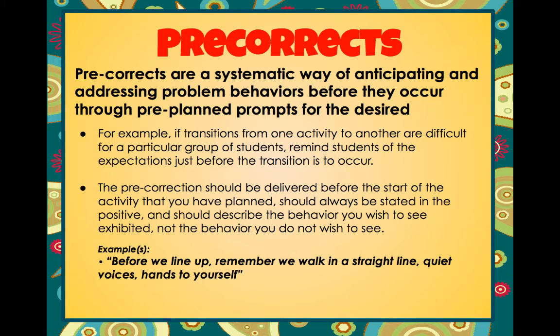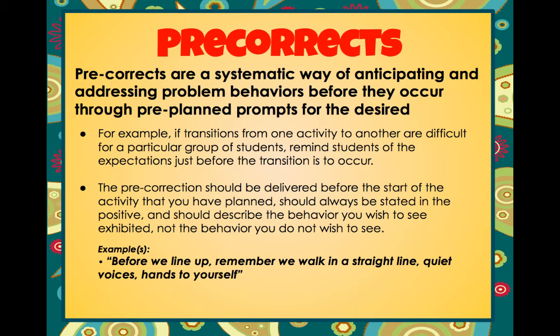A pre-correct is another way of being proactive in teaching our expectations. They're a systematic way of anticipating and addressing problem behaviors before they occur through pre-planned prompts for the desired behavior. For example, let's say transitions from one activity to another are difficult for a particular group of students. We're going to remind them of the expectations just before the transition is to occur.